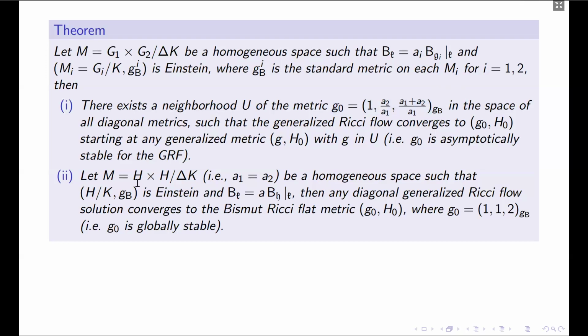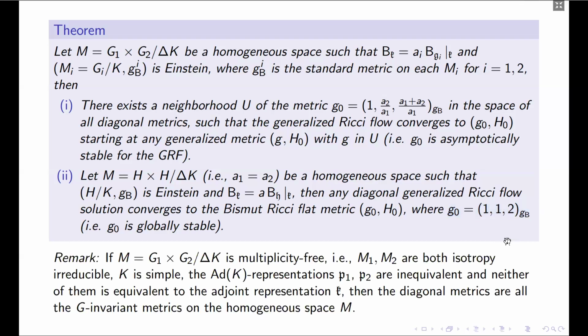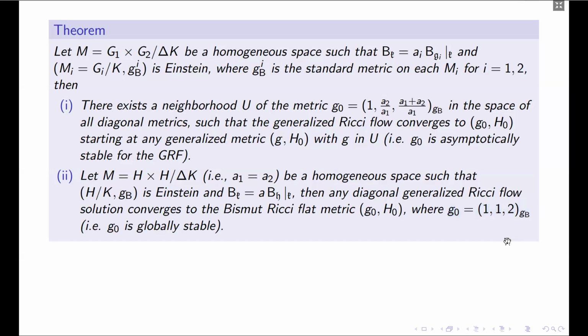When we consider G1 equal to G2, we call it H. The Bismuth-Ricci flat metric is given by this, and we could prove that any diagonal generalized Ricci flow solution converges to the Bismuth-Ricci flat metric, meaning that it is globally stable. No matter how close or not you are from the metric, you end there after the flow.